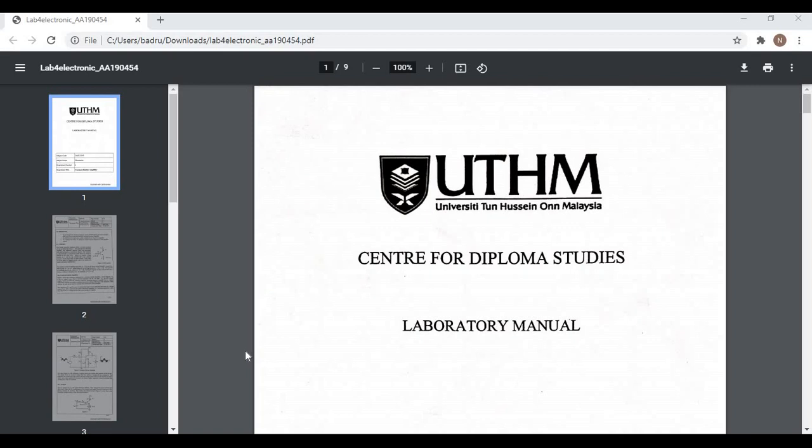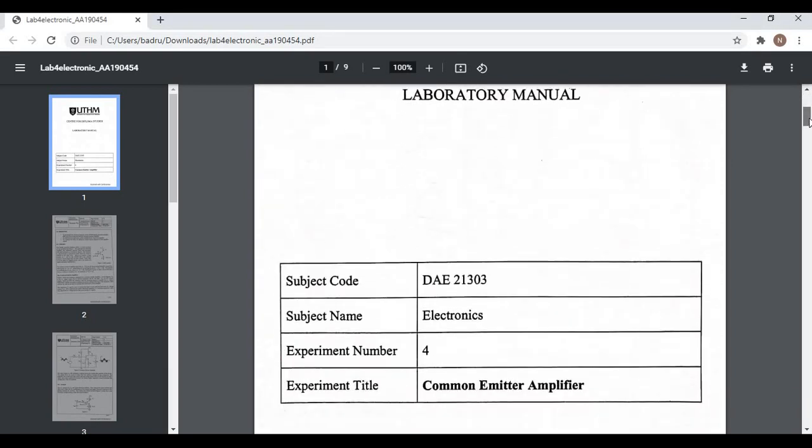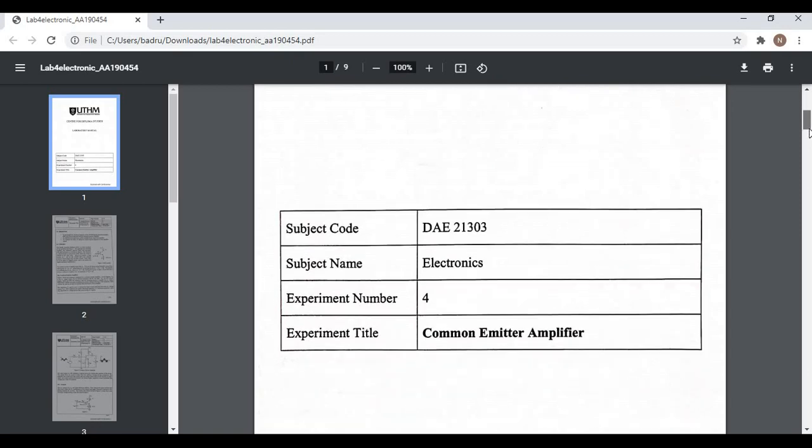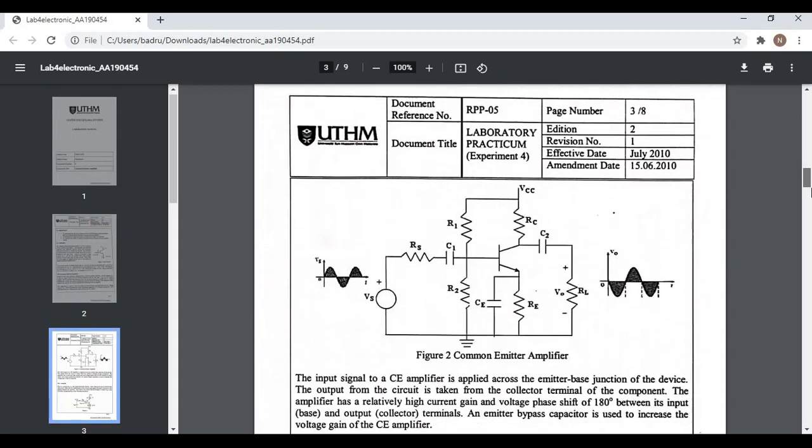Bismillahirrahmanirrahim. Assalamualaikum warahmatullahi wabarakatuh. My name is Nabil Hakimi bin Hisham, and for today I would like to be talking about lab 4, electronics, and the experiment title is common emitter amplifier. We'll go straight to the procedure.